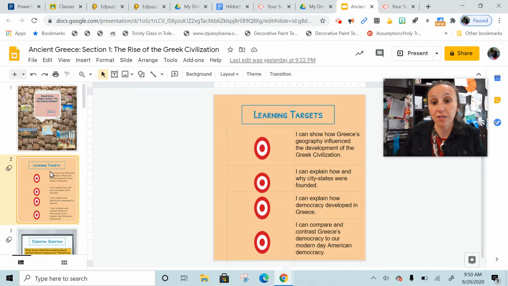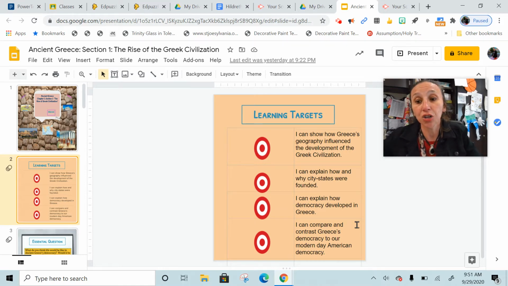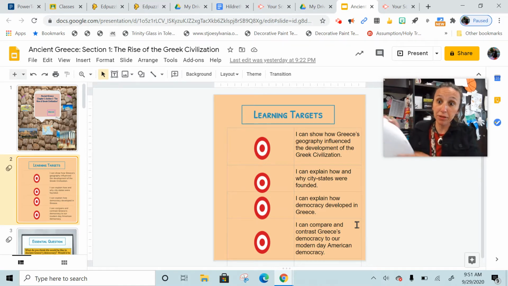So our learning targets. First off, there's 4. I can show how Greece's geography influenced the development of the Greek civilization. And we kind of touched on this in the slides, and in your Newsela article last week, because one of our vocab words was a city-state, right? So they actually created city-states because the population was growing and men wanted to strike out and get some land and settle and make a life for themselves. So city-states started popping up, right?